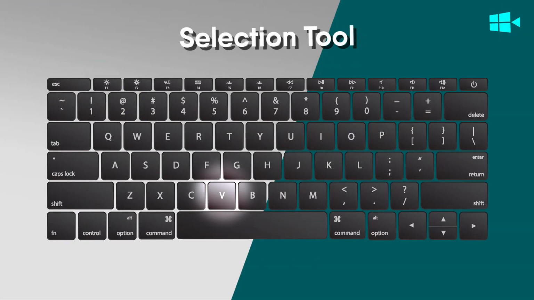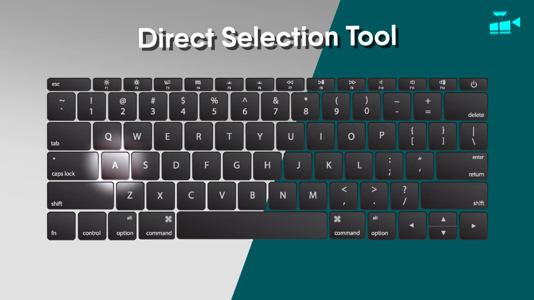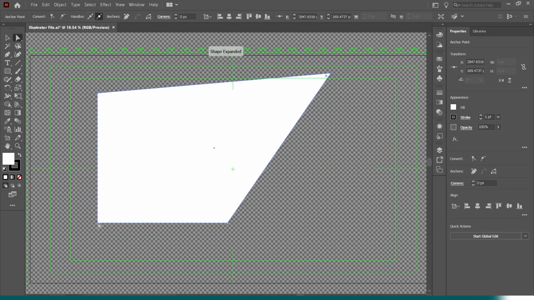The shortcut key for the selection tool is V, and for the direct selection tool is A. So as you can see right now, I'm moving all these anchor points to different locations to create different shapes.